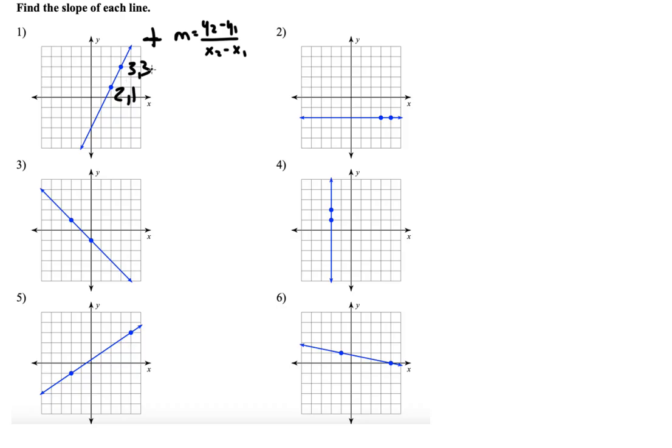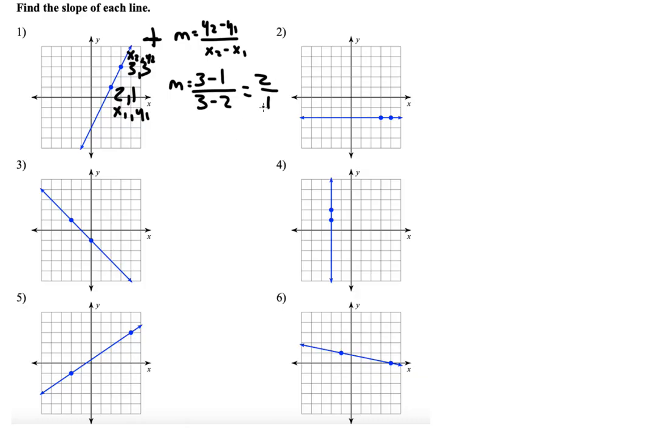So if I call this top point x2, y2, and this one I'm going to call x1, y1. Then I just plug in these values. The m is equal to 3 minus y1, here is 1, and I'm going to put that over x2 is 3 and x1 is 2. So 3 minus 1 is 2, and 3 minus 2 is 1.